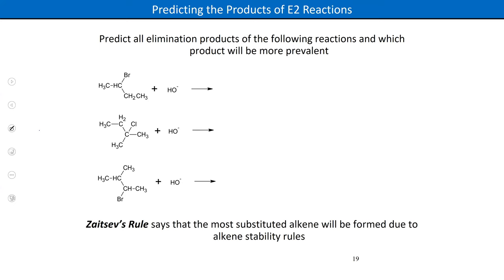And how about this last one? Well, we have two different alpha carbons. If we pull that hydrogen off, we get that product.